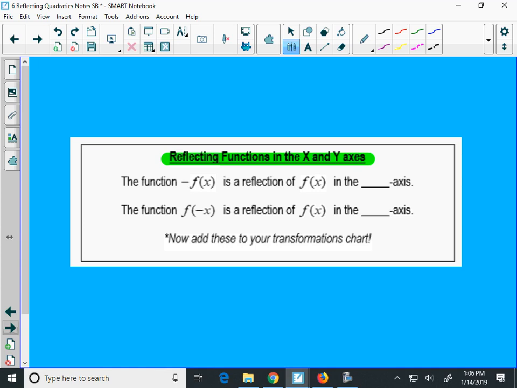So let's talk about the rules here. When you have a negative in front of everything, so you have a negative and then your parentheses and all your stuff, that is reflecting over the x-axis. When the negative is inside the parentheses, that is reflecting over the y. That's just something you need to memorize. Okay. So now let's put this onto our transformations chart.